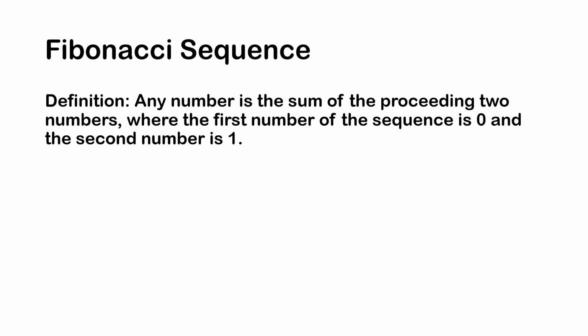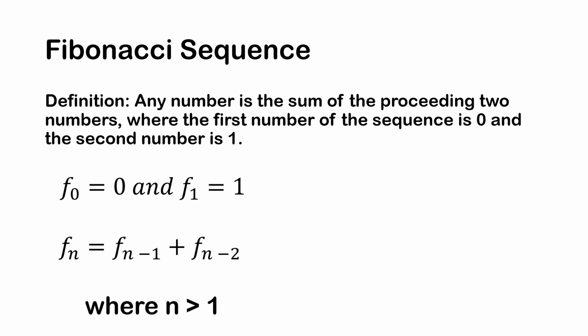So, just based off this definition, we can say that all of this is true. We know that our first number, in other words, the 0th term of the Fibonacci sequence, is 0. We know that the second number, or term number 1 of the Fibonacci sequence, is equal to 1. And we know that the Fibonacci sequence formula is that for any Fibonacci number, it is equal to the Fibonacci number minus 1 plus the Fibonacci number minus 2, more notably the number before it and the number before that. Keep in mind, this is only true when n is greater than 1.